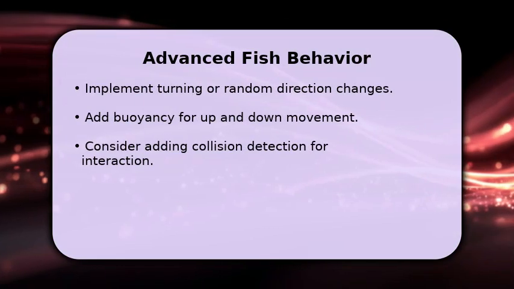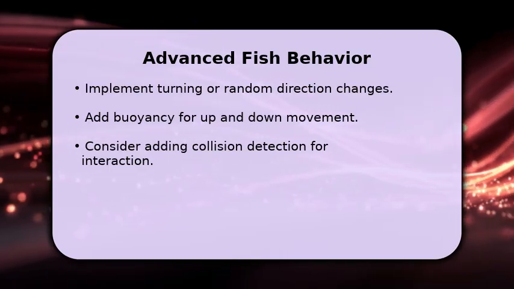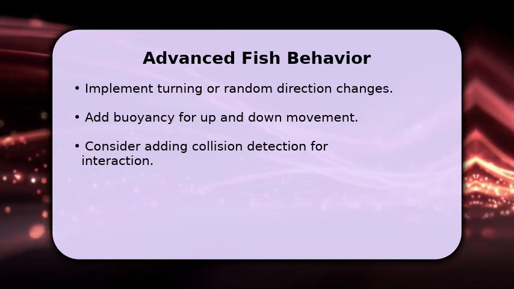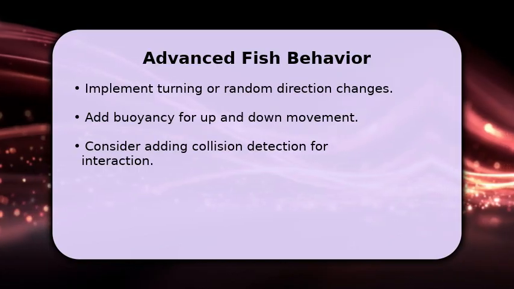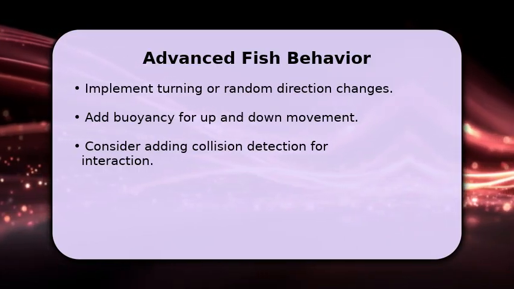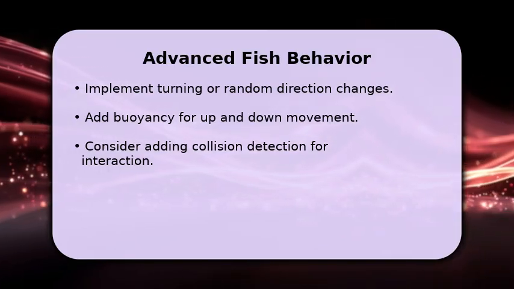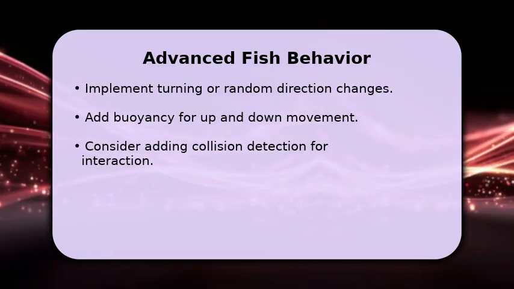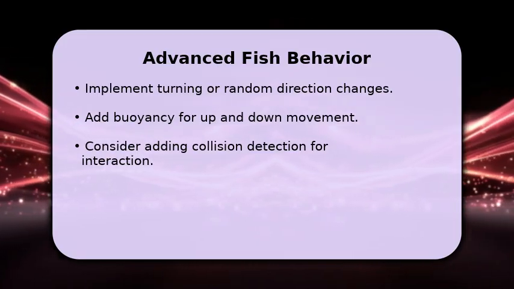To make your fish even more engaging, consider adding advanced behaviors. You can implement code for your fish to turn or change directions randomly, making its movement less predictable. Adding buoyancy can simulate natural up and down swimming motions. For interaction, think about collision detection, allowing your fish to react to other objects or players. These steps can significantly enhance the realism and fun of your fish in Roblox Studio.